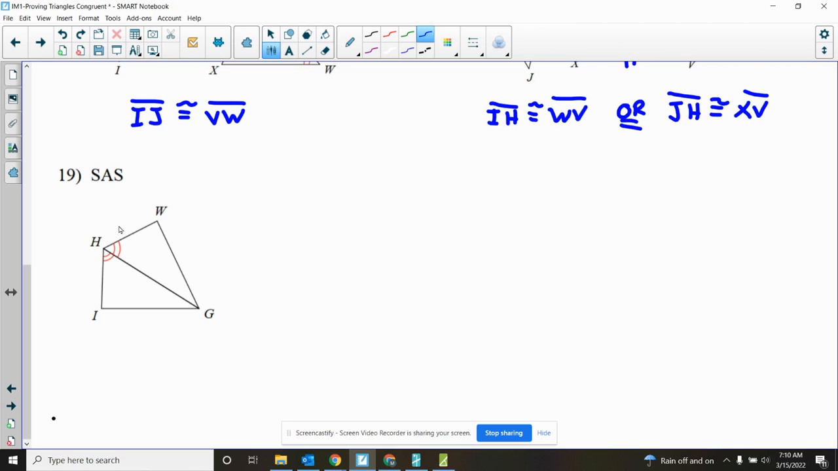And then lastly, for SAS, we've got our angle marked. Segment HG is congruent to itself. So I've got a side, I've got an angle, I'm missing the other side. It's got to be the side that makes the angle if I'm using SAS. So in the top, it's got to be HW. And then in the bottom, it's got to be HI. And there you have it.